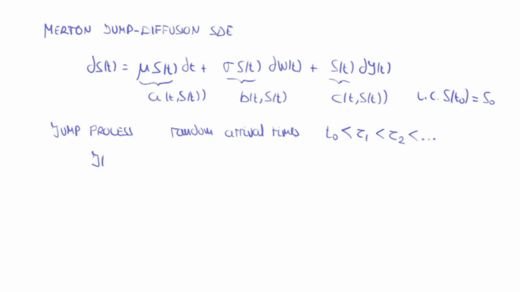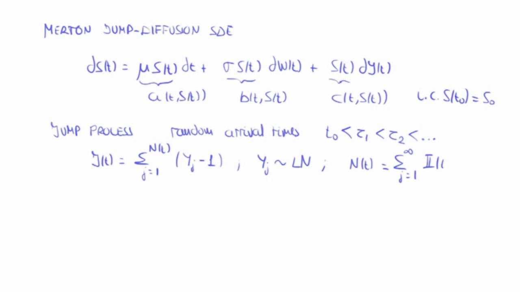So J of t is equal to the sum from j equal 1 to N of t, and we're going to write the size of the jump in a different way. We're going to write it as Yj minus 1, and this will be convenient for this particular form of stochastic differential equation. Yj in the Merton model is sampled from a log normal distribution, but it could be sampled from some other positive distribution. The counting process is written in terms of the indicator function, whose value is 1 when t is larger than tau j, and 0 otherwise.